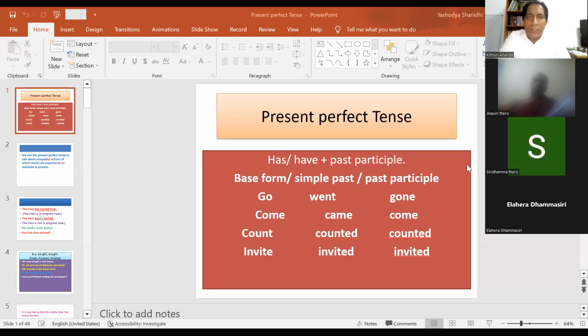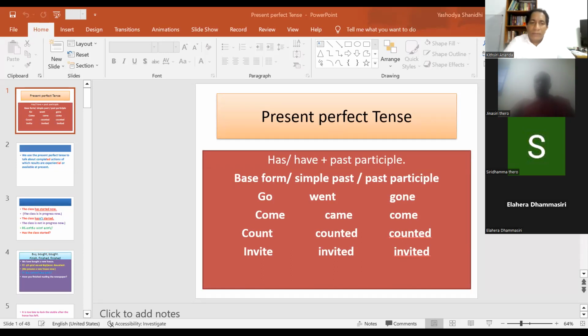We did the present continuous tense, and we also did the simple present tense. And now we are moving on to the present perfect tense. I know that you have some kind of understanding, or you may have learned the present perfect tense. But here I'm going to point out very important places.